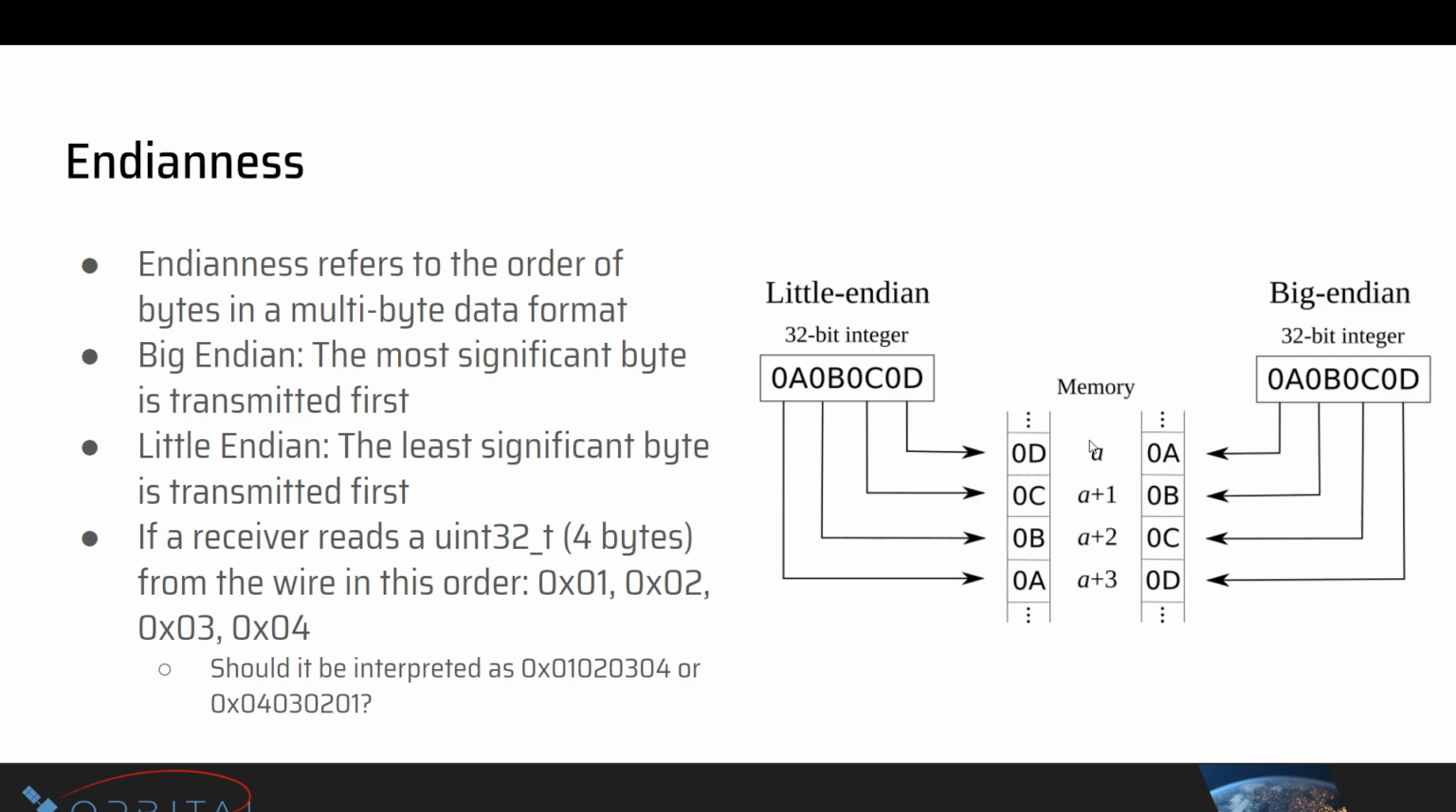If you're trying to read memory the way you would normally read a 32-bit integer, an easy way to think of it is big endian. If you're reading from lower memory to higher memory, it's the order you would normally see it in, and little endian is kind of backwards. So if a receiver reads a uint32_t, which is 4 bytes, from the wire in the order 1, 2, 3, 4, you need to know if it should be interpreted as 0x01020304 or as 0x04030201.